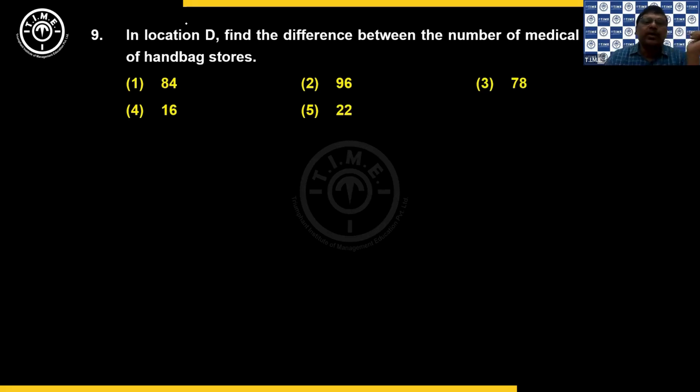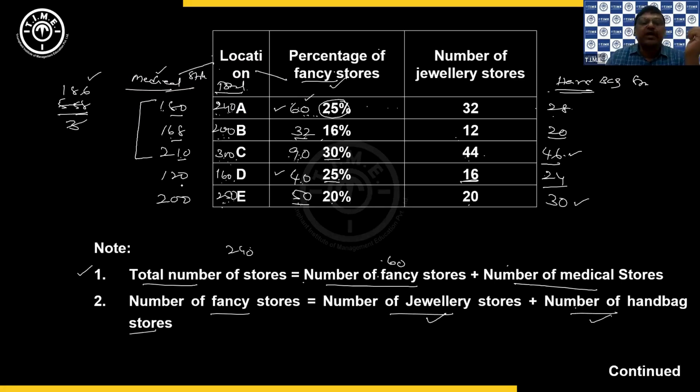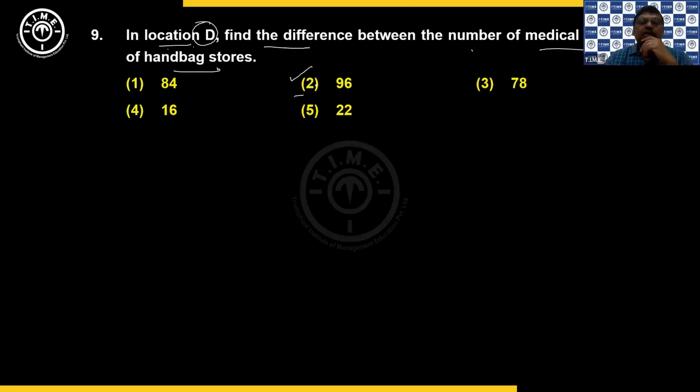In location D, find the difference between the number of medical stores and that of handbag stores. Simple, straightforward question. If you have taken the data, D, medical stores are 120, handbag stores are 24. 120 minus 24 will be 96. Good, I'm glad some of you gave the answer.